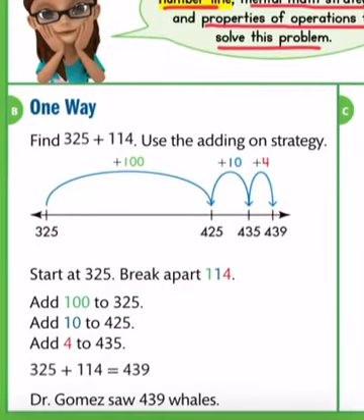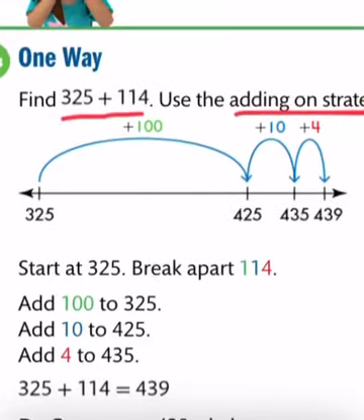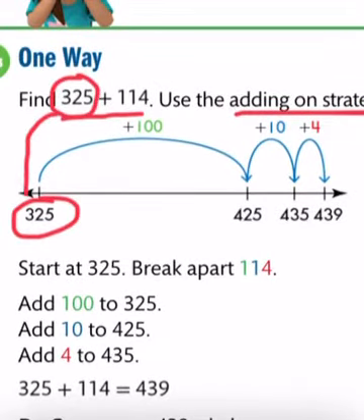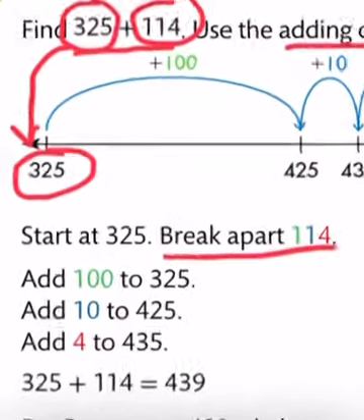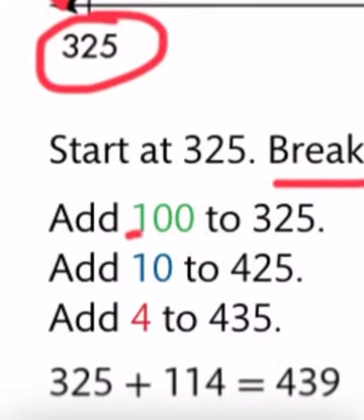So let's look at one strategy. It says to find 325 plus 114, we're going to use an adding on strategy, obviously with a number line here. So we start with 325 right there, and then we're going to add on 114. And the strategy we're going to use first is to break apart 114. And if we see down here, they broke it into 100 plus 10 plus 4.